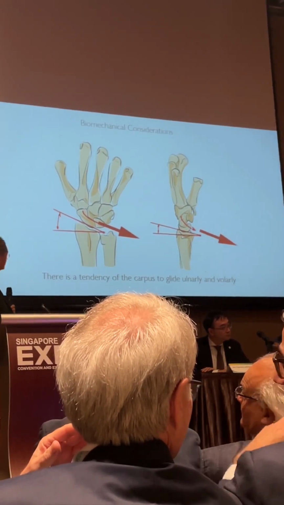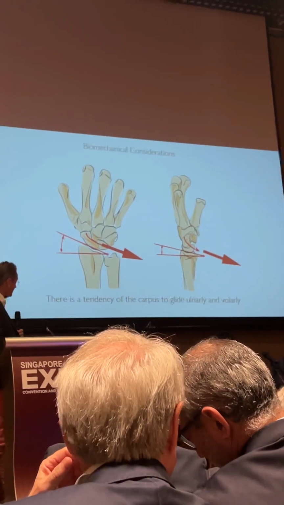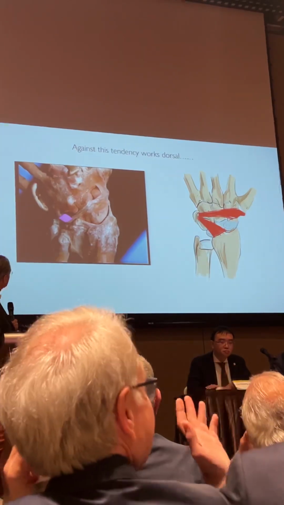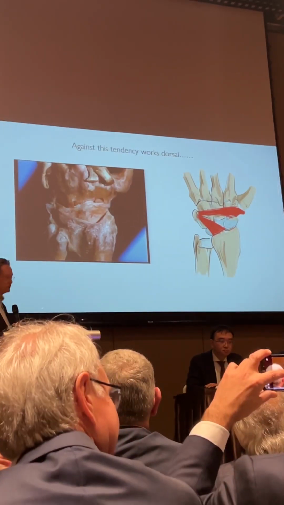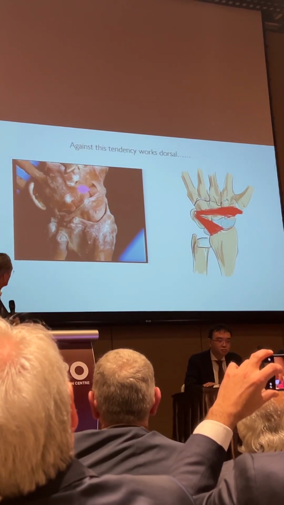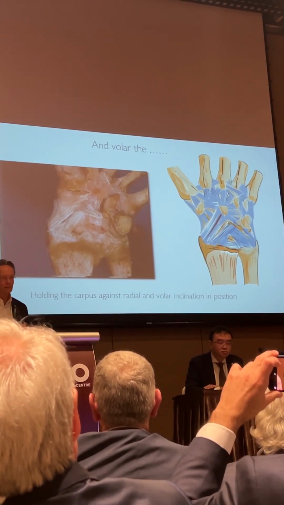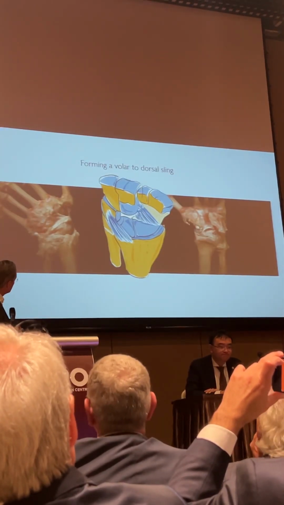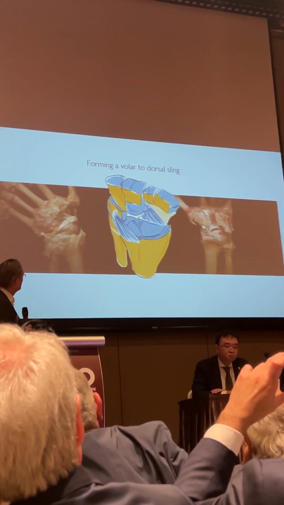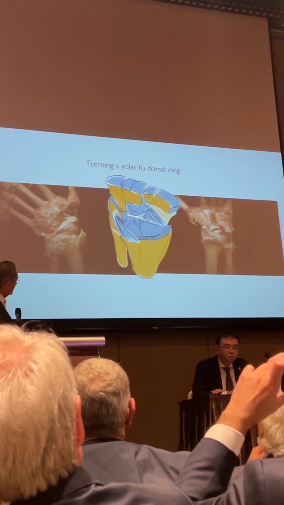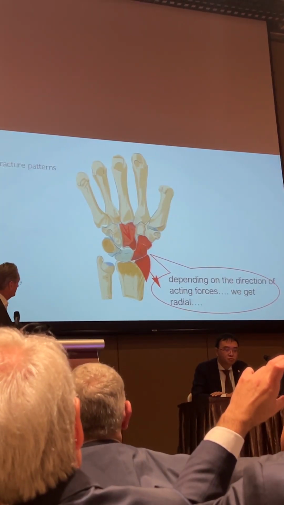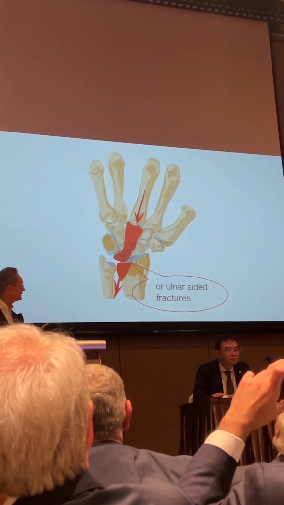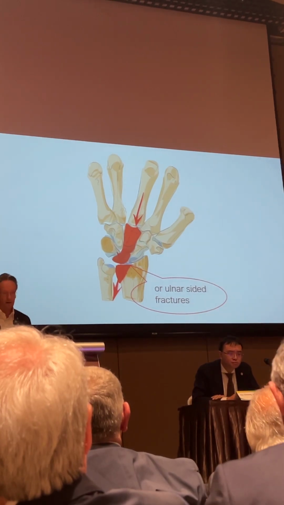Some biomechanical considerations. There is a tendency of the carpus to glide ulnarly and volarly, and against this tendency works the so-called dorsal V ligament, and volar, the two volar ligaments, which hold the carpus in position. And these two ligaments together form a volar to dorsal sling and hold, as I said, the carpus in position. So depending on the direction of acting forces, we get radial-sided fractures or ulnar-sided fractures.